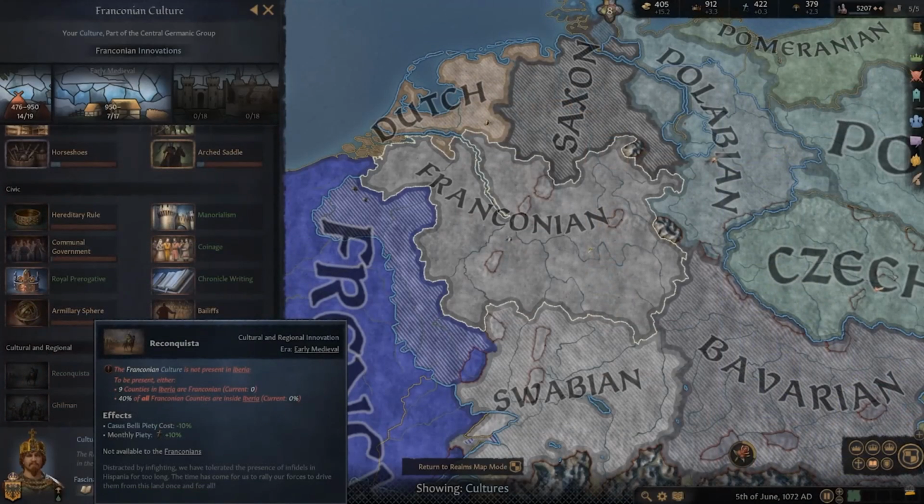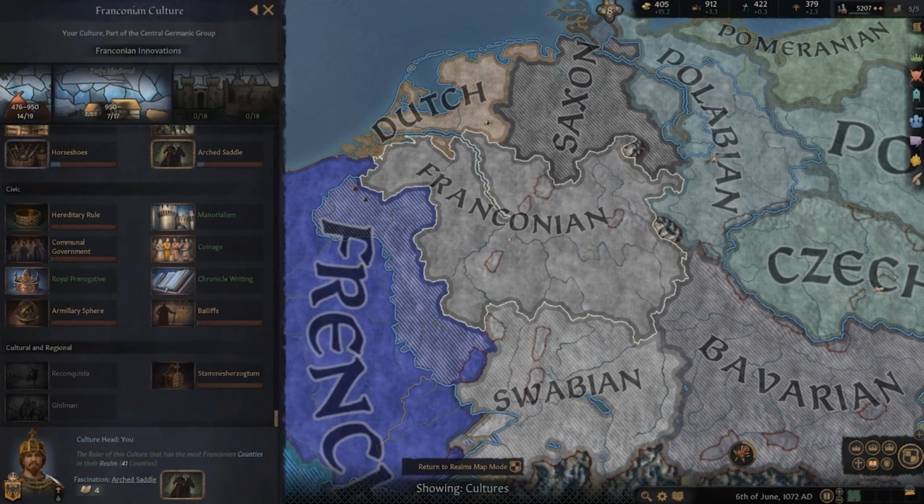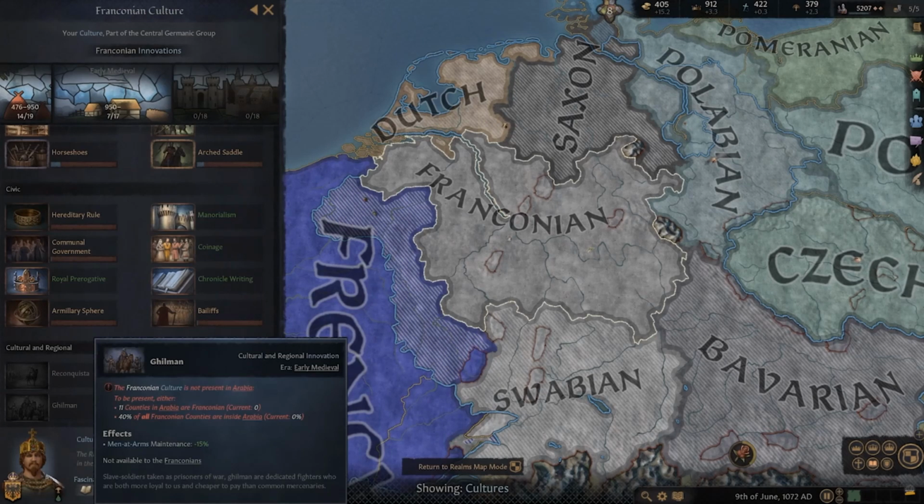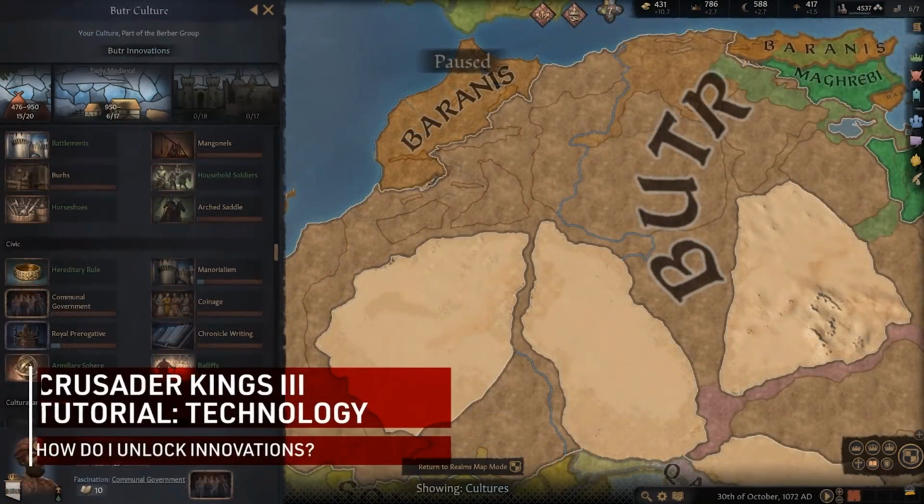The cultural and regional innovations are a tad different in their requirements. You will either have to be a very specific culture or have your culture in a certain number of regions to be able to unlock them. These represent historically unique cultural qualities that did not spread through the world like the more basic military and civic innovations. How do I unlock innovations?